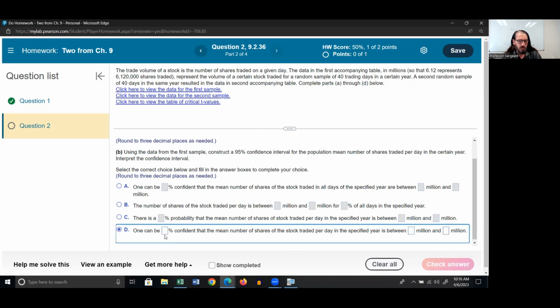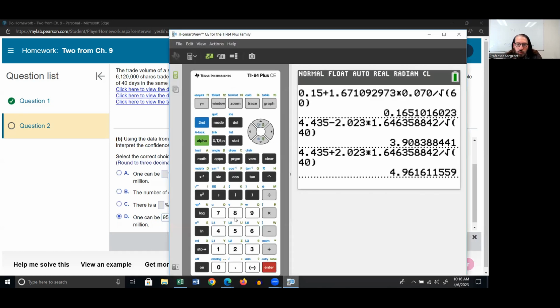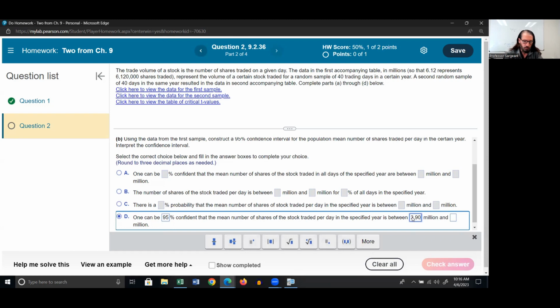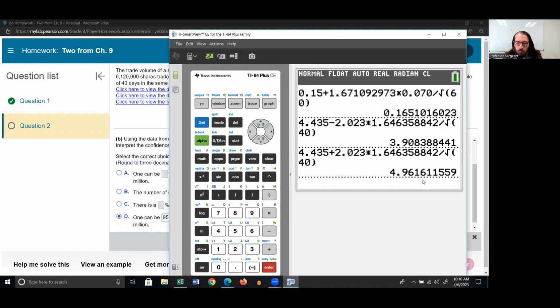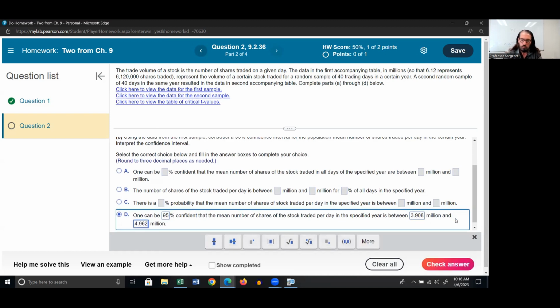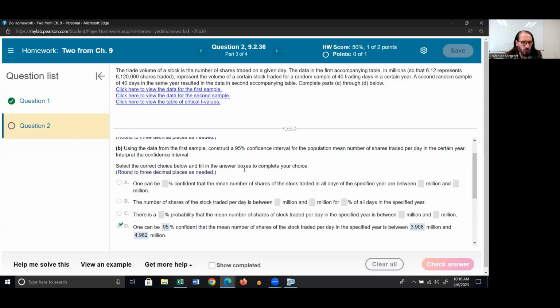Click, we want D. See if I'm right. So we're going with the 95. And we're supposed to round to 3 decimal places. So the lower bound rounds down. The 3 after the 8 is going to round that down. 3.908 for lower bound. And an upper bound of that 6 after the 1 is going to round that up. 4.962. Doing all right so far.